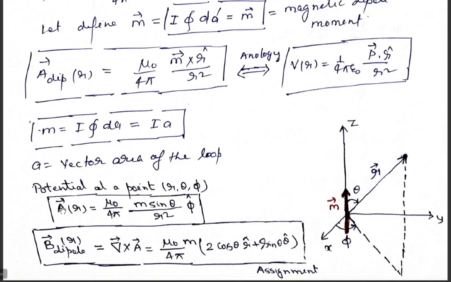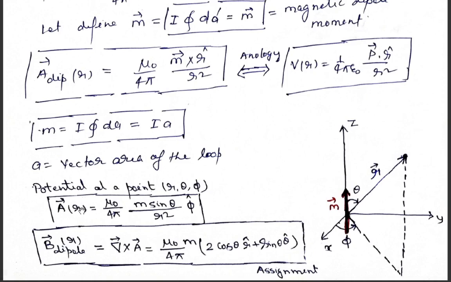We know that the magnetic vector potential is in the direction of current. If we consider a circular loop, the current is flowing in a circle, that is circumferentially. Obviously the magnetic vector potential will also be along this direction, that is along the phi direction.